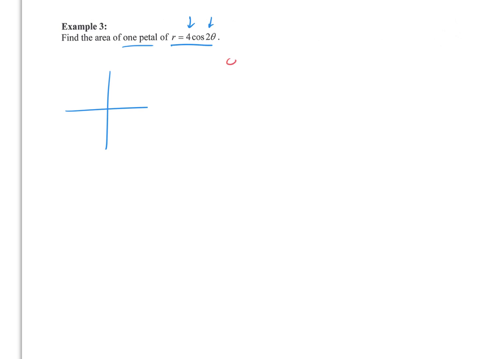So now we're going to set this equal to 0. So we're going to set r equal to 0. So we have 0 is equal to 4 cosine of 2 theta. Divide by 4. So we get cosine of 2 theta is equal to 0. So when does cosine equal 0? At pi over 2 and at 3 pi over 2. However, have I solved for theta yet? No. What do we need to do? Divide by 2. So now theta is equal to pi over 4 and at 3 pi over 4.